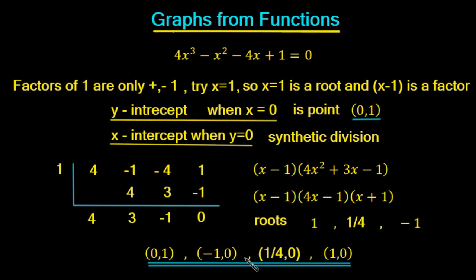So it means we've got 4 points. We've got our (0, 1) from our y-intercept, and we've got our 3 roots, which are (minus 1, 0), (1 upon 4, 0) and (1, 0).